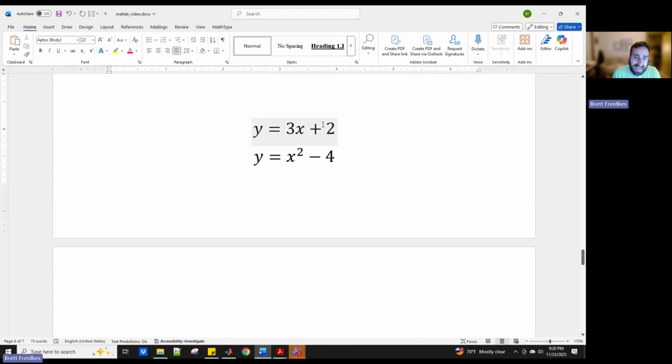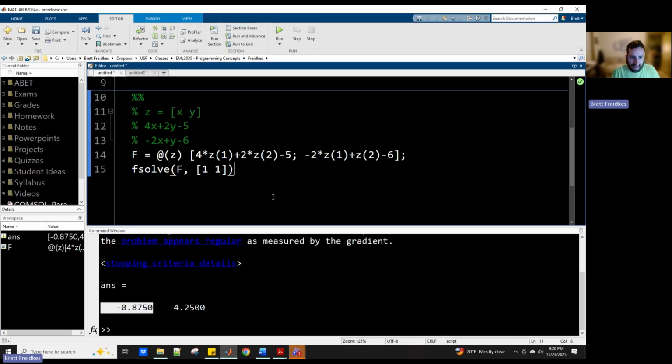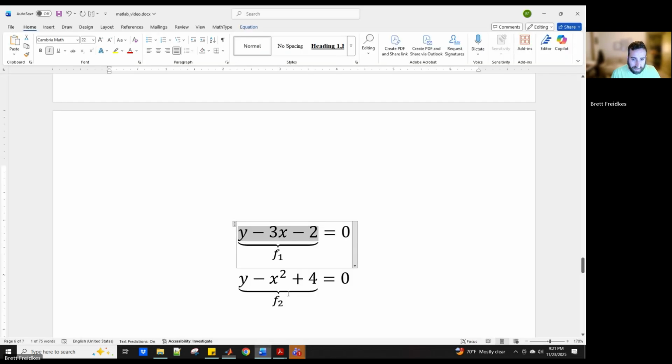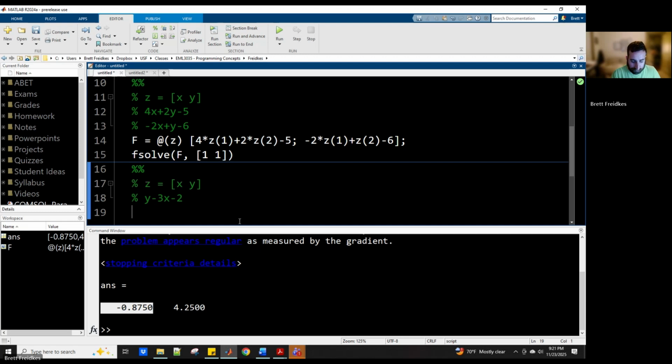Note that we have to take everything on one side and bring it to the other. I happen to take the 3x plus 2 and move it to the left. You can move the y over to the right, and it'd still give you the same answer. So let's go ahead and bring that over here now. I'm going to copy and paste that for our second case. Again, z is equal to xy. That's the way that I'm defining it. And then our other function is the one that's a parabola.